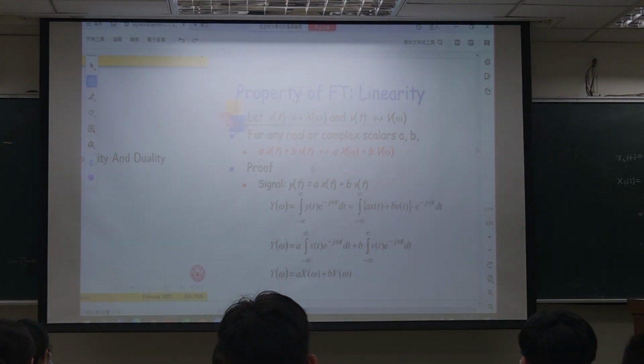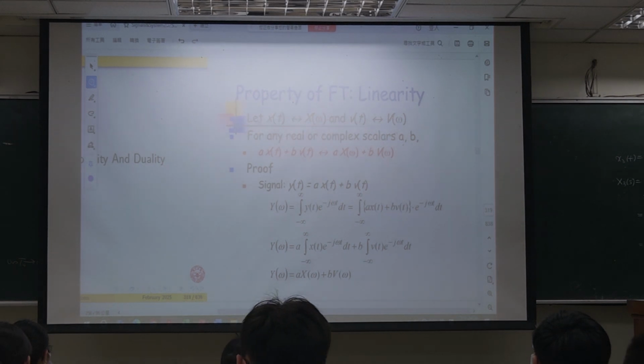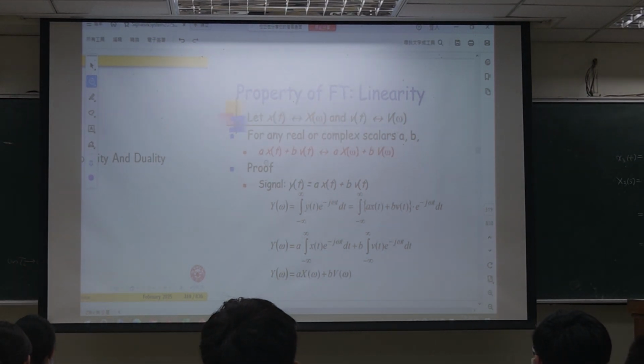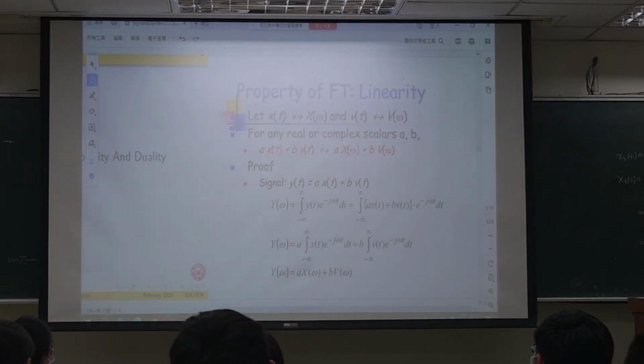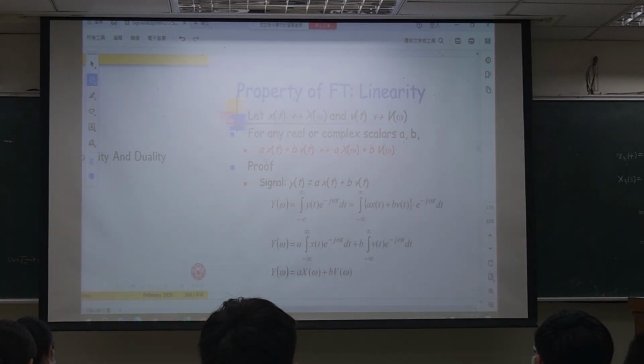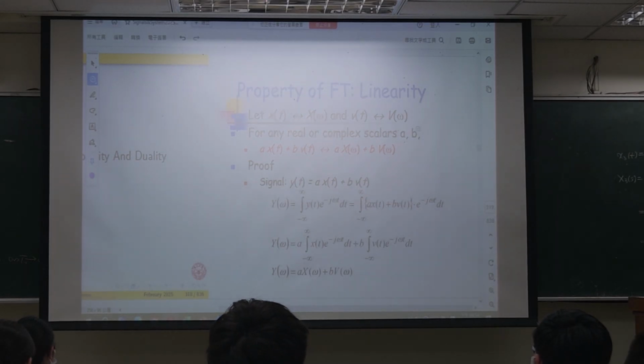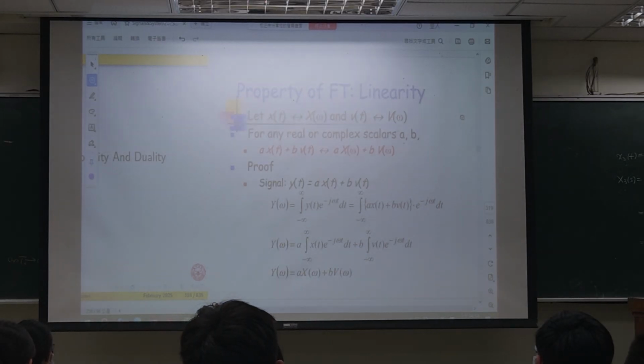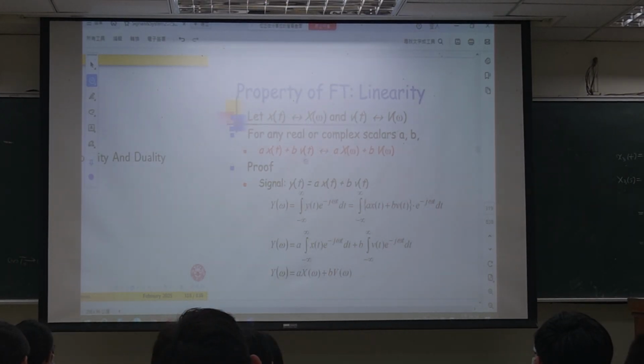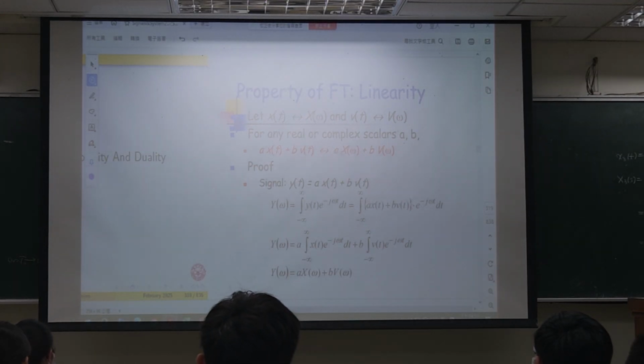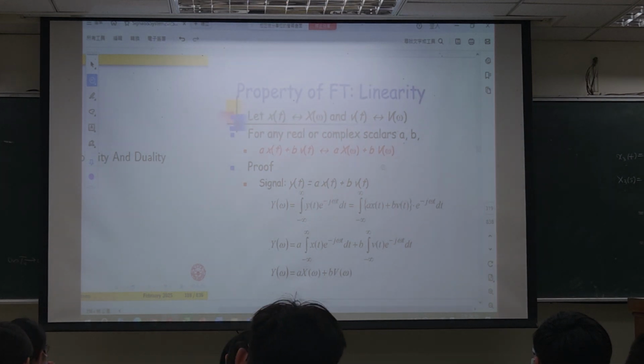We are going to show that if I have a linear combination of x of t and v of t, so I have a times x of t plus b times v of t, where a and b are two scalars that can be real numbers or complex numbers, that's fine, then the Fourier transform of this function is simply a times X of omega plus b times V of omega. So the proof is straightforward.